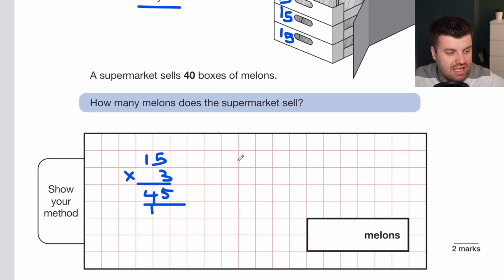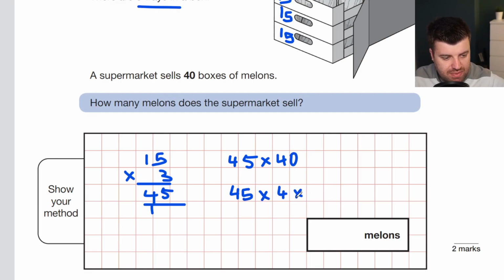Let's get that right. And we sold 40 boxes. So we've got 45 multiplied by 40. Again, like I spoke about in the other video, I can split 40 into times by 4 times by 10, because 4 times 10 is the same as 40. I've got a factor pair. That's a fair swap.